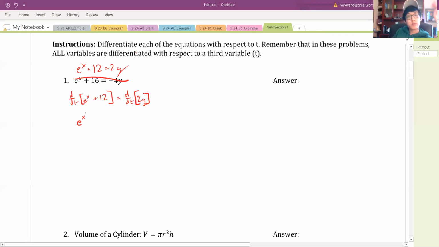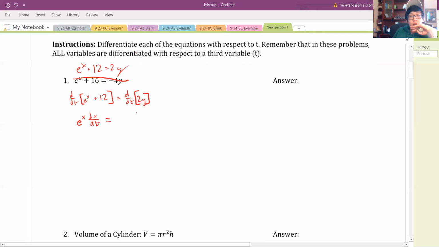Remember, we're differentiating with respect to t. So t is a different variable than x. So we have to multiply by dx over dt, right? Now we're adding the derivative of 12, which is just 0, right? Anything we multiply by 0, we can multiply that by d over dt. It's still going to be 0. So basically, on the left side, we're done.